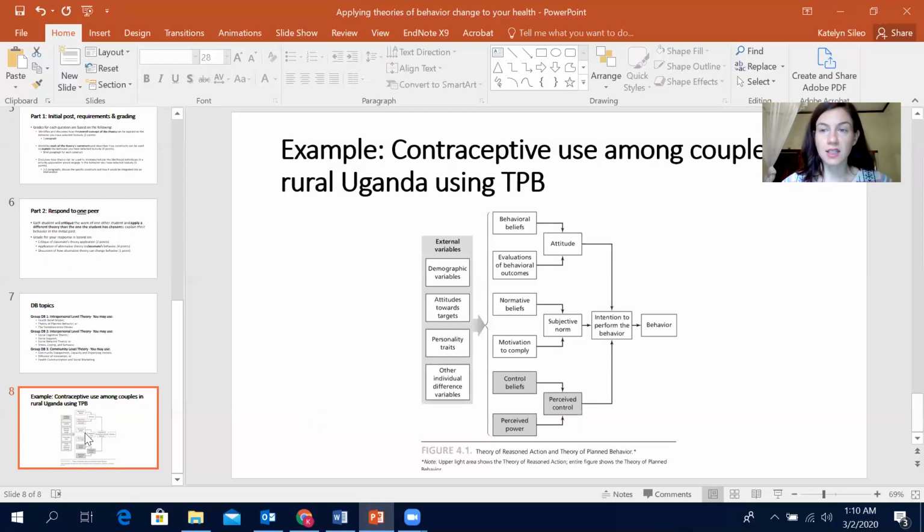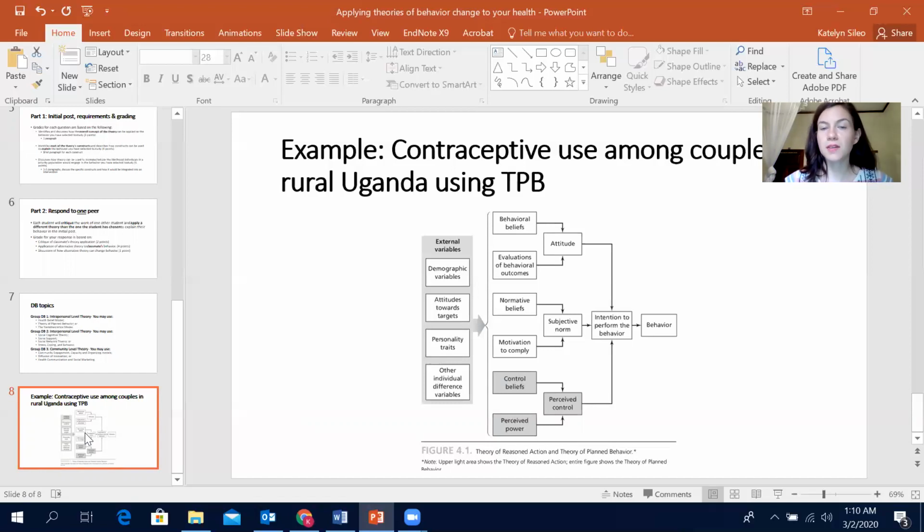Somebody's number of existing children, and whether they're in a relationship or not, all of those things are going to influence contraceptive use. Those are demographic factors that would also influence someone's use of contraceptives, and they influence the constructs within the theory of planned behavior. So then I would also go through each of these constructs and explain how they relate to the use of contraceptives in this specific setting.